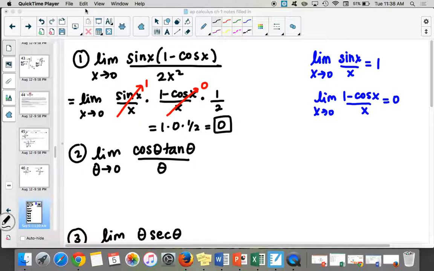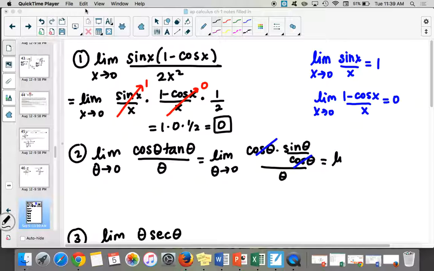Okay, number 2, I think we possibly have done before. We write our cosine of theta, and then our tangent of theta is sine of theta over cosine of theta. Luckily those cosine of thetas go away, right? Cosine theta divided by cosine theta, it's gone. So we get the limit as theta goes to 0 of sine of theta over theta.